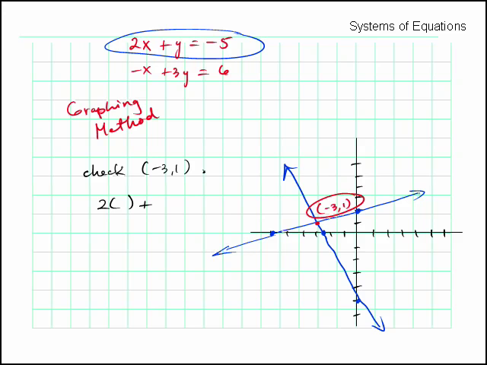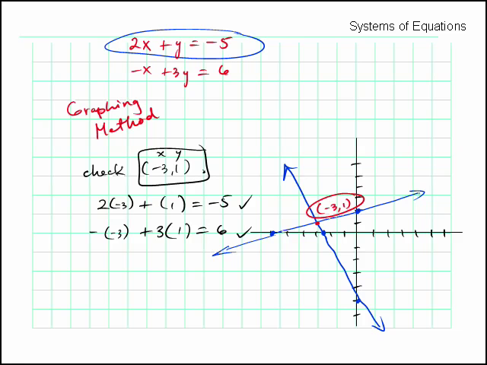2x plus y, is this going to equal negative 5 if I plug in this x and y? Yes, that adds up to negative 5, so that works. The second equation is negative x plus 3y equals 6. If I plug the negative 3 in here and the 1 in there, two negative signs, 3 plus 3, yes, it adds up to 6. And so we do have the correct solution, (negative 3, 1). So like I said before, with the graphing method, the solution is where the lines intersect, but you have to be very, very accurate to actually get that.